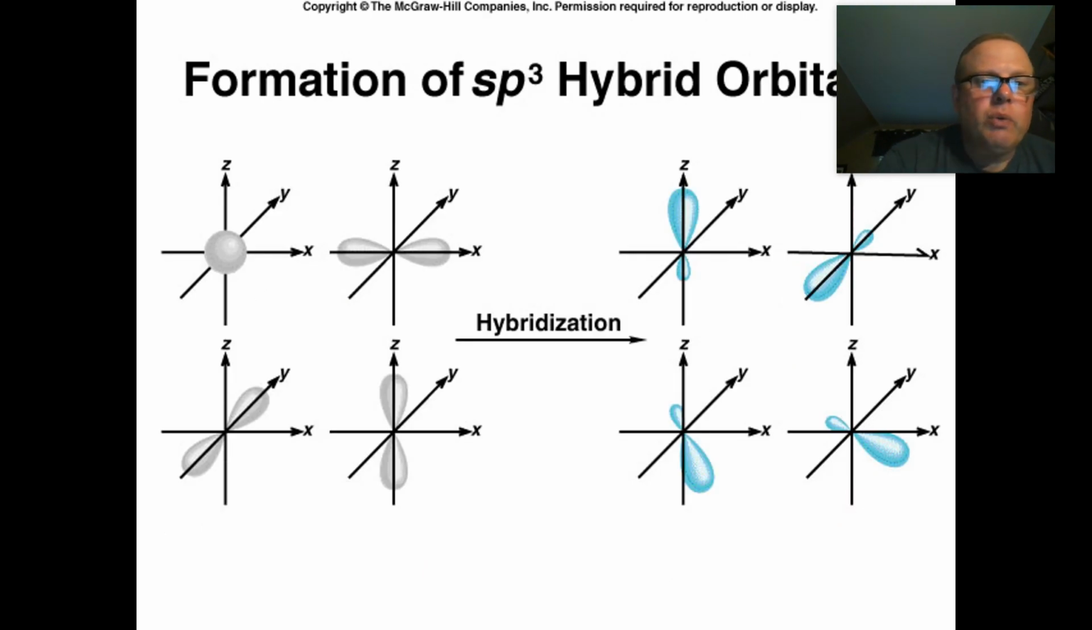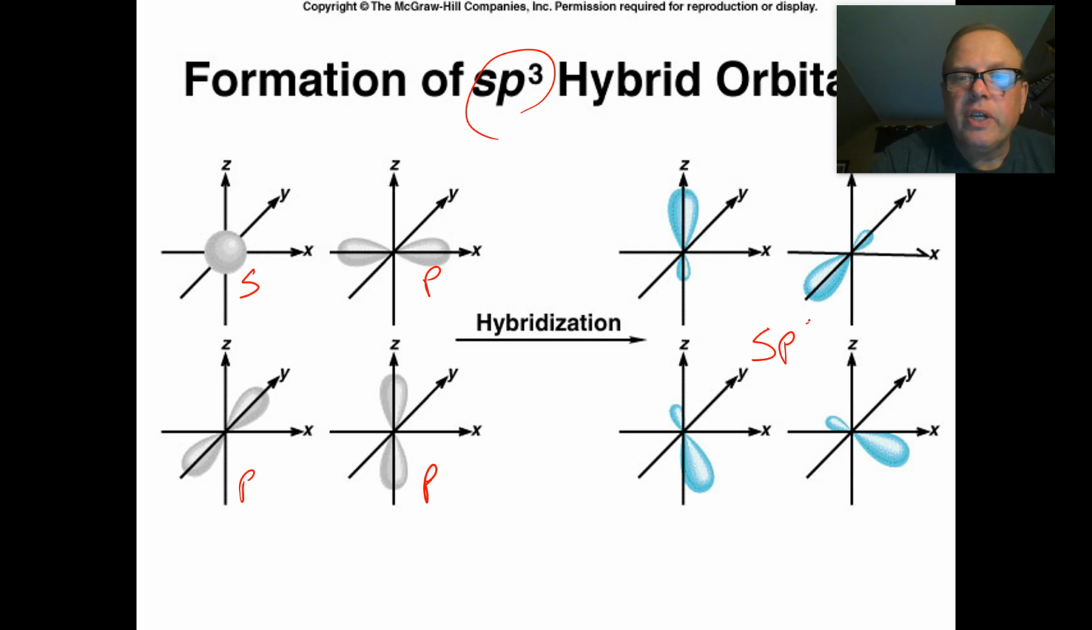sp3 is where we have 1 s and 3 p's together, and they will now hybridize to make this sp3 hybridization. This is going to allow 4 bonds that are equal in shape, size, and repulsion to each other. And that is the idea here. The bonds all have to be equal. So why do things hybridize? So that the bonds are equal.